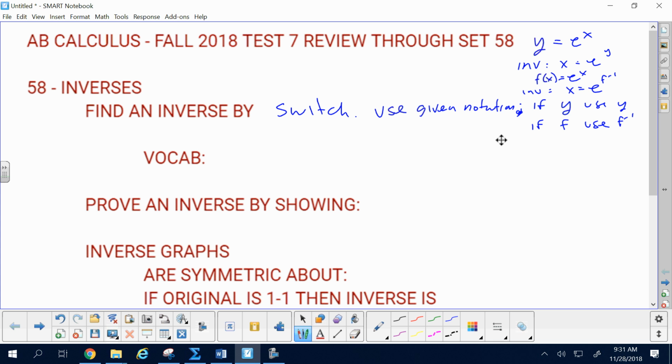A little bit of vocabulary. Sometimes it'll say find the inverse explicitly, or the explicit inverse. That means you must solve for the inverse. Okay, so for example, in this case, x equals e to the f inverse, that's not explicit. That's not solved for. This is implicit. Implicit means you do not have to solve.